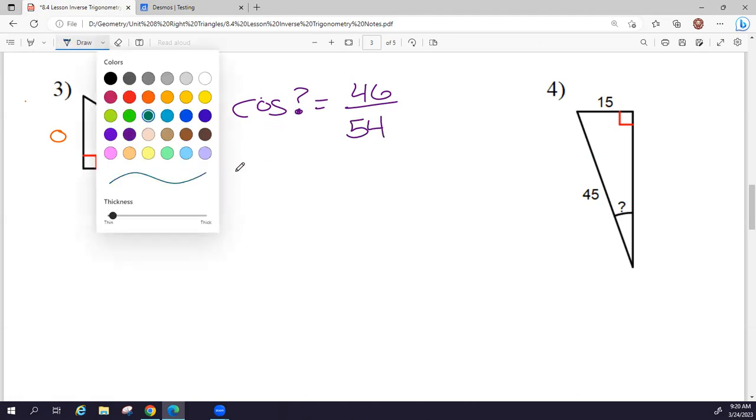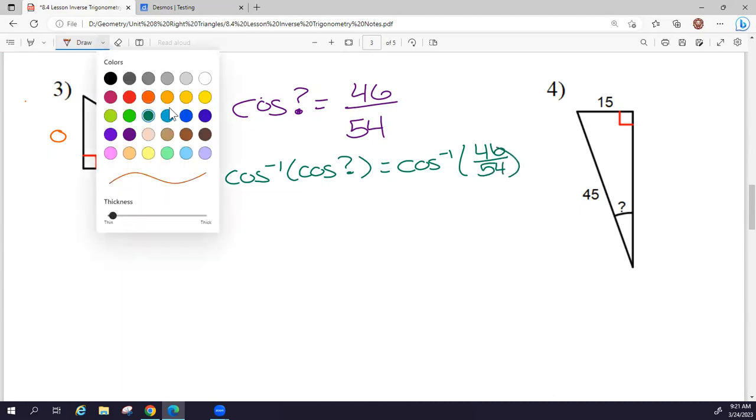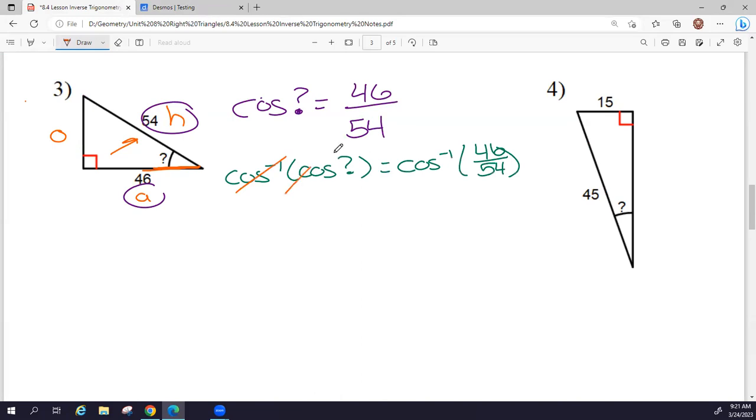To solve this thing, we're going to do the cosine inverse of both sides so that we cancel out cosine and we're left with our variable that represents our angle measure that we're looking for. So cosine inverse and cosine will cancel. We're left with our angle measure question mark.